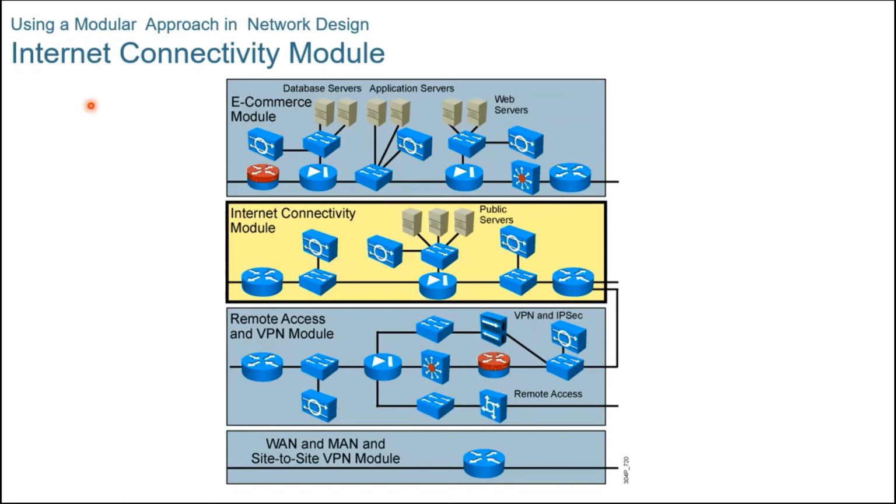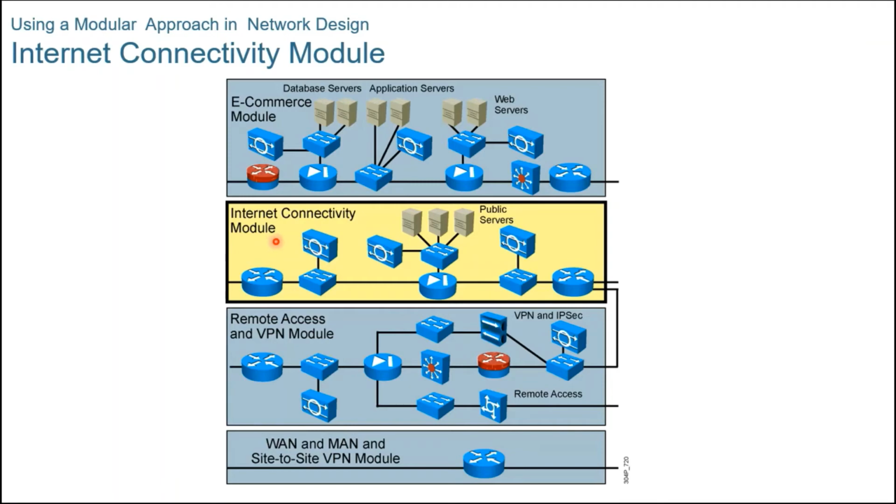Next would be the Internet Connectivity Module. The Internet Connectivity Module provides internal users with connectivity to Internet services such as HTTP, HTTPS, FTP, or the Simple Mail Transfer Protocol, SMTP, and DNS. This module also provides Internet users with access to information published on the enterprise public servers such as HTTP and FTP servers. Internet session initiation is typically from inside the enterprise towards the internet.